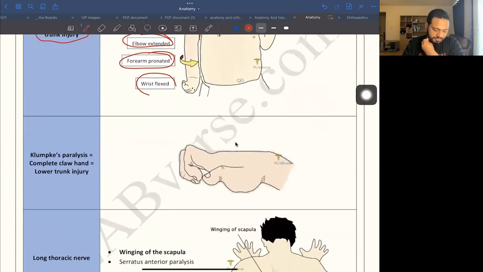What is Klumpke's paralysis? So imagine that you are falling from the third floor and then suddenly you hold a tree while you're falling down, so it will pull all the arm up, so it will injure the lower trunk. This is the story usually. So it's a lower trunk injury. So you have a complete claw hand, which will look exactly like this. Okay. So basically you injured your ulnar nerve, or the lower trunk. So your ulnar nerve has been injured and part of the radial nerve as well.